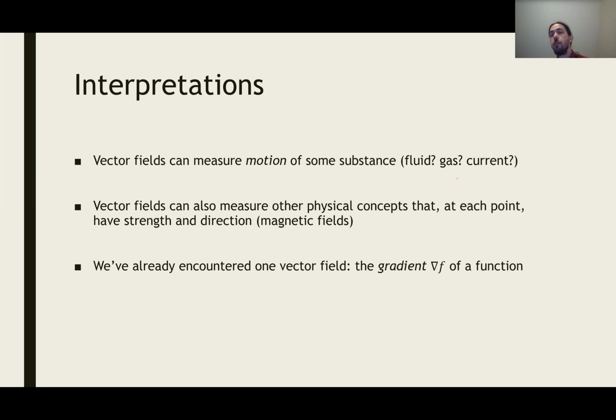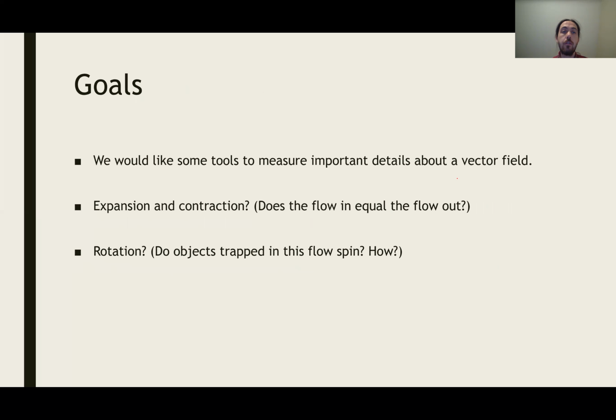One of the ways that vector fields show up is in studying motion. So maybe there's some fluid in 2D or some gas in 2D or 3D or electric current or something like that that we're measuring, and it changes depending on what position we're at. They can also measure other physical concepts that aren't quite as direct, like the concept of a magnetic field. And we've also talked about gradients of a function. If we've got a function, we can take its gradient, and at each position we get a vector that tells us the direction of fastest increase of the function.